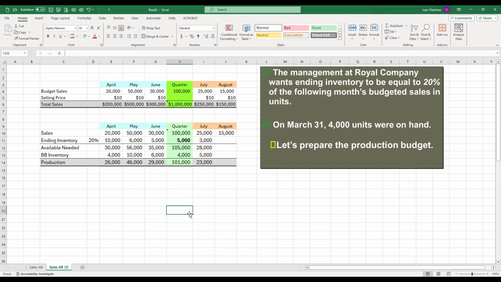Make sense? The ending balance of June is the ending balance of the quarter. Beginning balance of April is the beginning balance of the quarter. Okay, we're done with the production. Now we know how many we need to produce. Let's move to the next one. I'm going to stop sharing this and move to the slides.